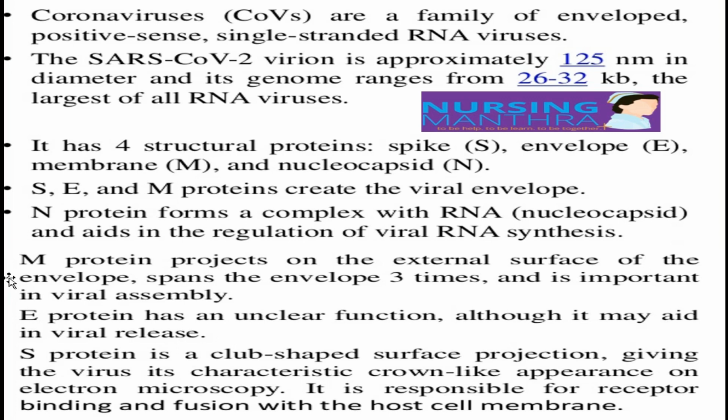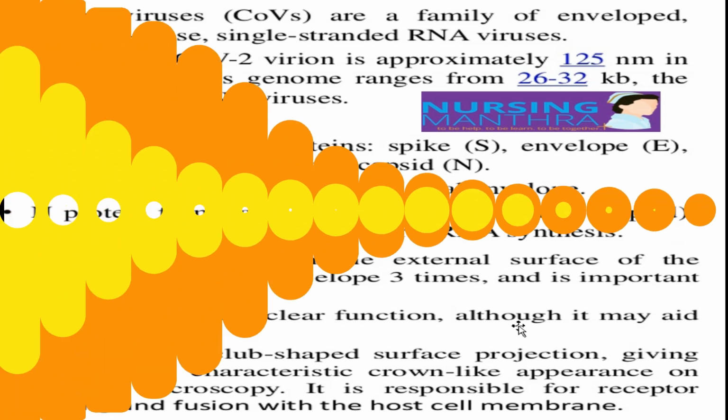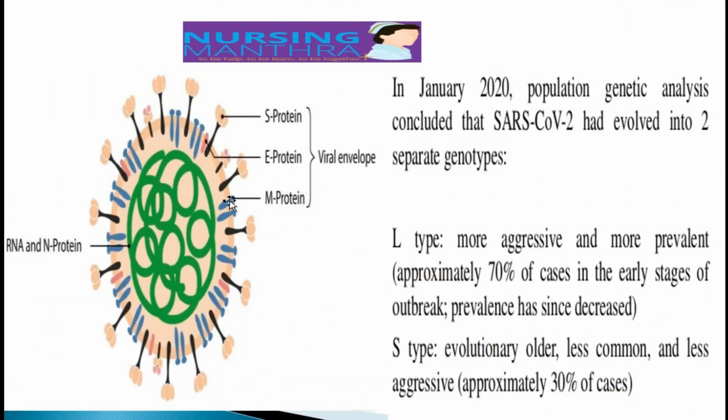So the M protein projects on the external surface of the envelope, spans the envelope 3 times, and is important in viral assembly. The E protein has an unclear function, although it may aid in viral release. The S protein is a club-shaped surface projection, giving the virus its characteristic crown-like appearance on electron microscopy. It is responsible for receptor binding and fusion with the host cell membrane. So the M, E and S proteins form the viral envelope, along with RNA and protein. This is the structure.